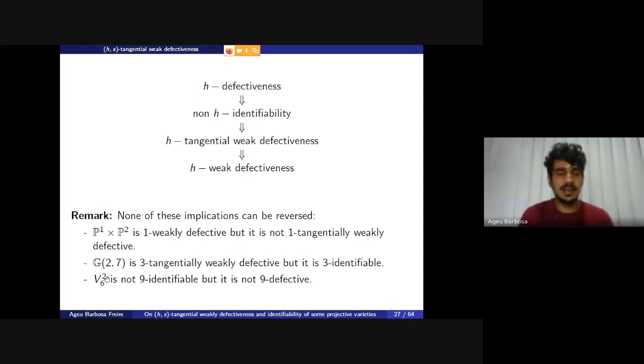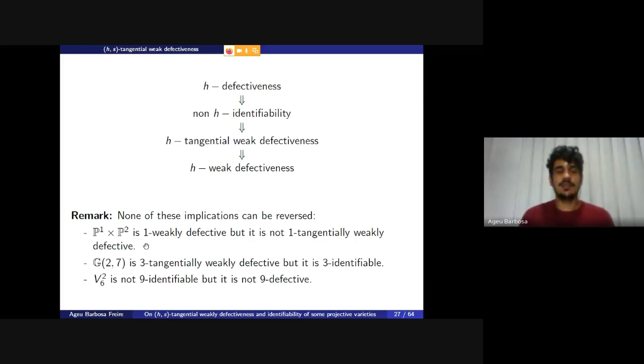And finally, if you embed P2 in degree 6, it will be not 9 identifiable, and it can be shown that this is not 9 defective. Now let me take attention in this first example here. We have one variety that is 1 weakly defective, but is not 1 tangentially weakly defective.